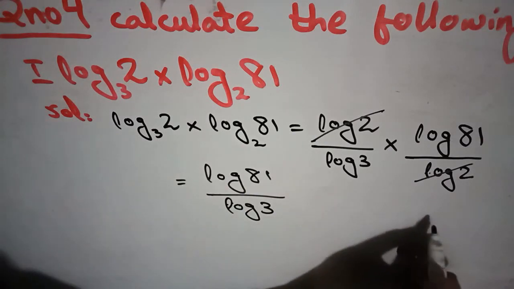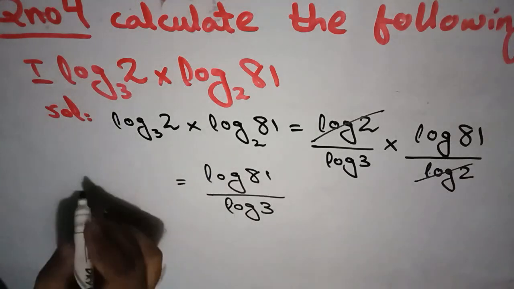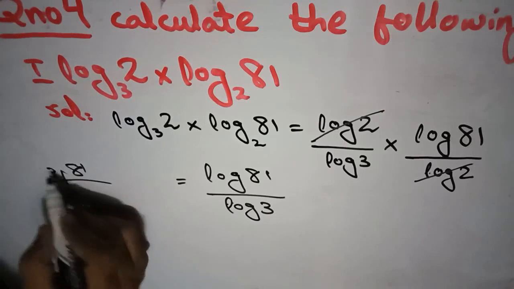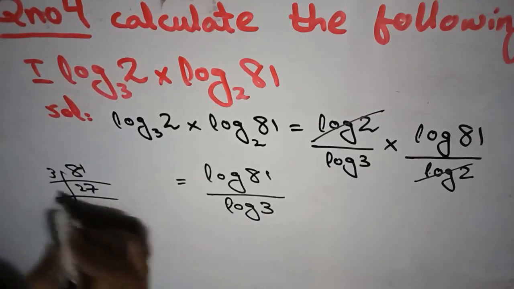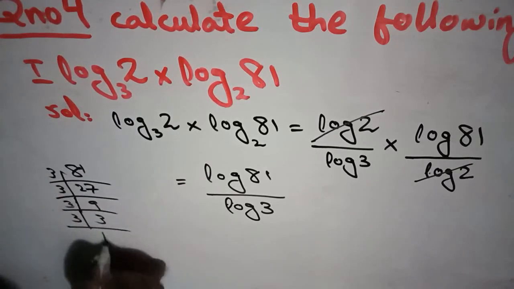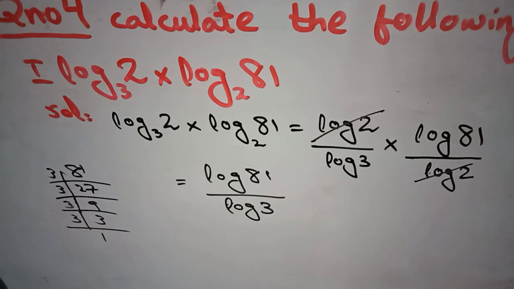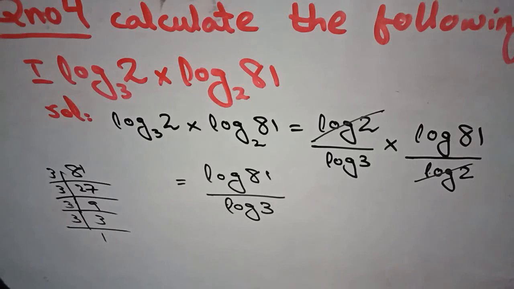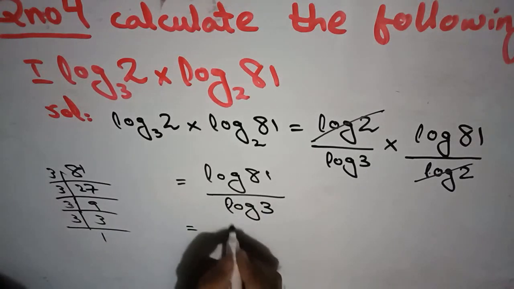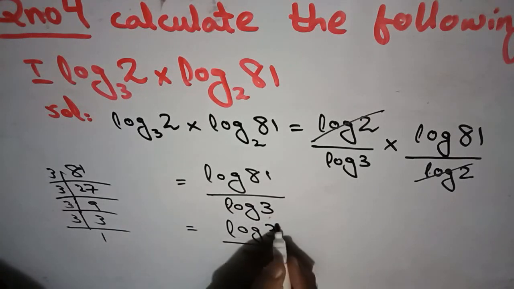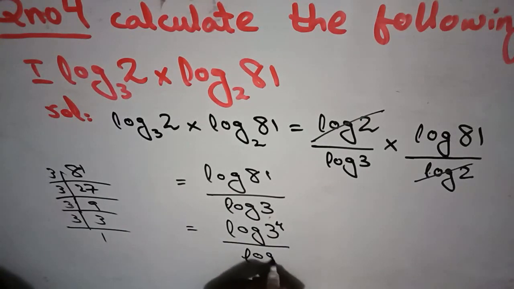What is the power? To find the power, in the rough work I am just writing 81 and dividing it. 3 ones are 3, 3 3s are 9, 3 9s are 27, 3 27s are 81. So in the rough work I have found that 81 is 3's power 4. So you can write here log 3's power 4 over log of 3 in the denominator.